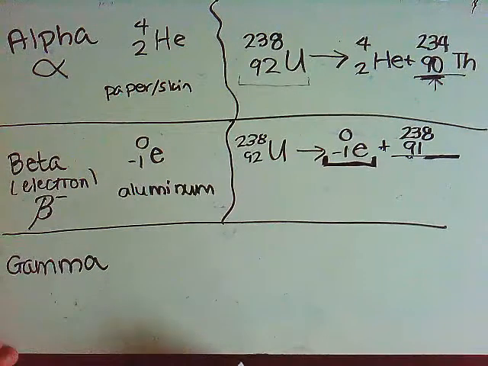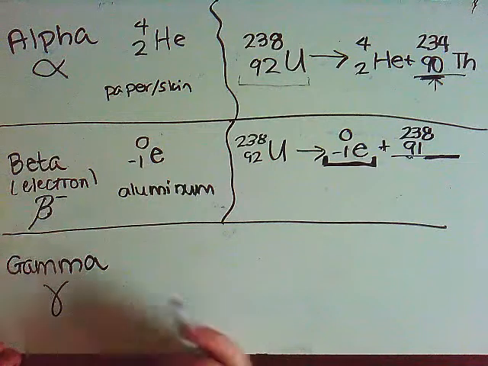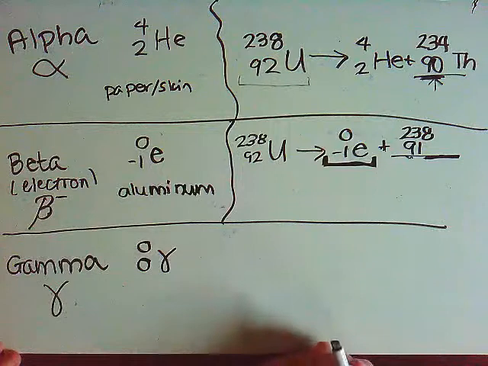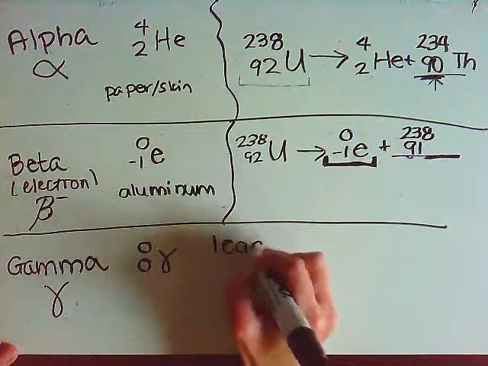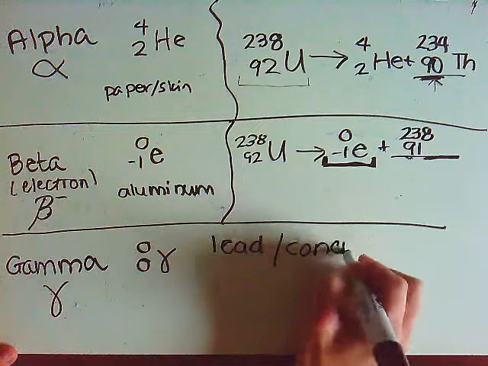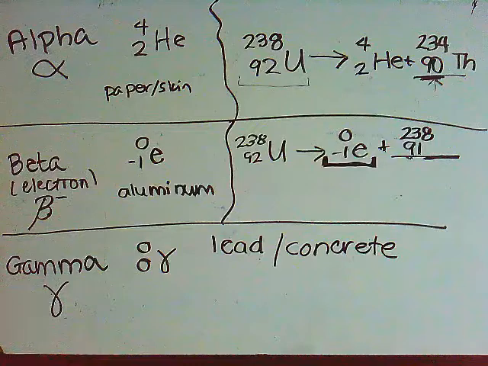The last one is the one that typically people think of as doing the most damage, and it's a gamma particle. It's represented there with a gamma symbol. It has no mass, no charge, and that's how it's going to look in an equation. The key thing to remember is that it can be slowed down or potentially stopped by lead or concrete. Okay, so that's your gamma particle.